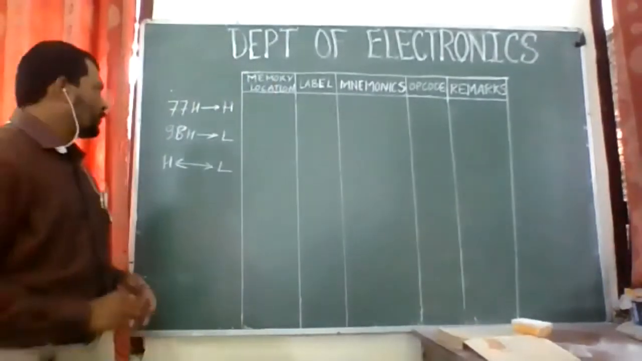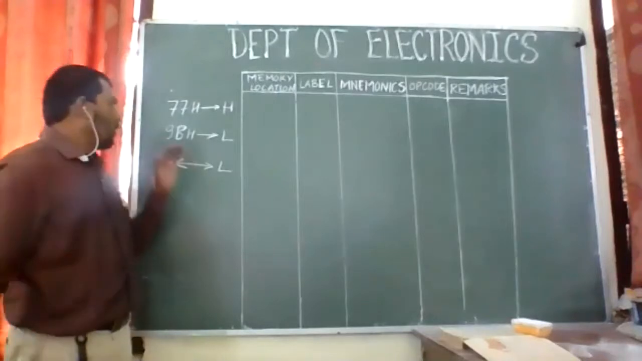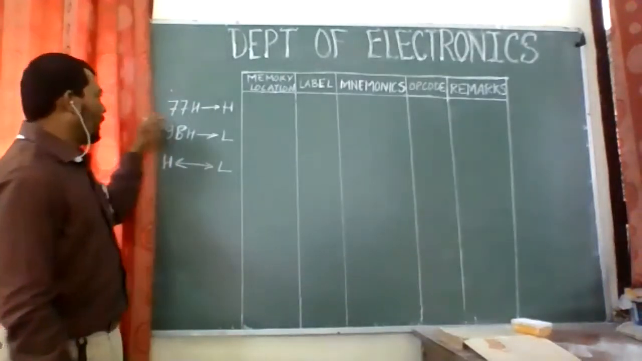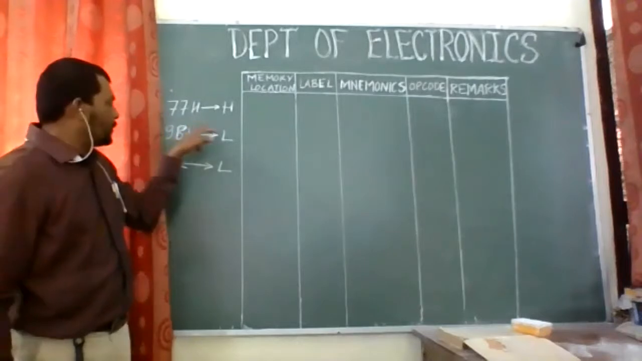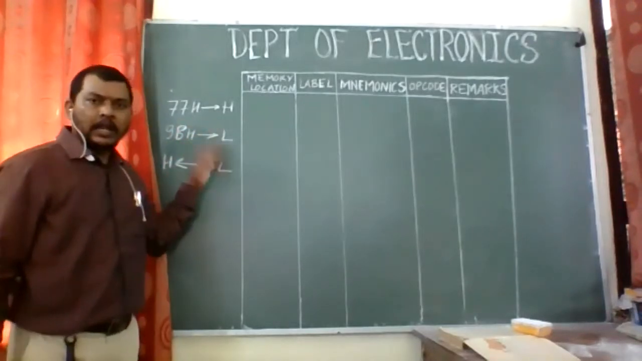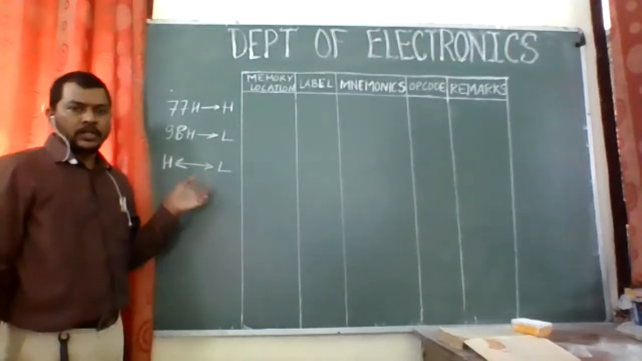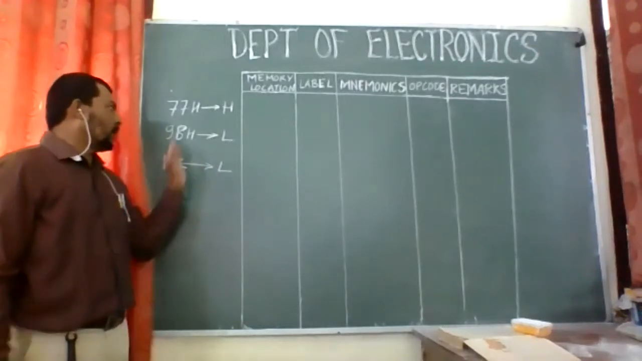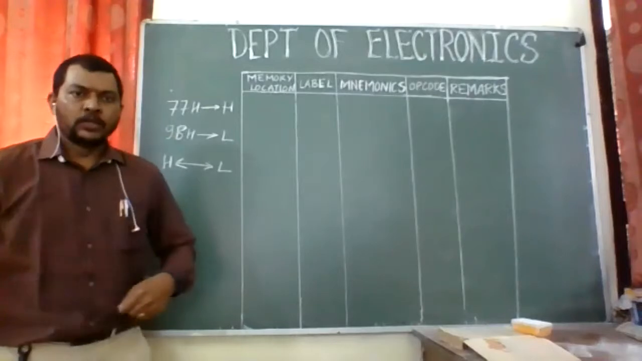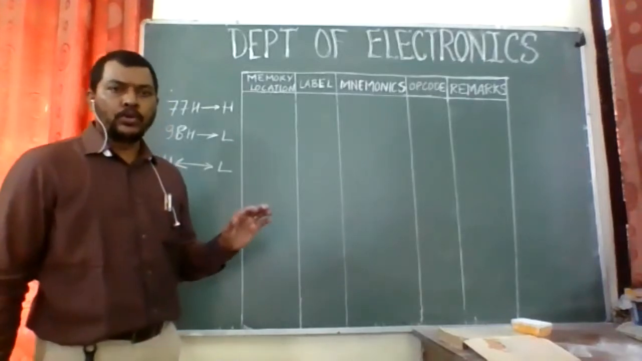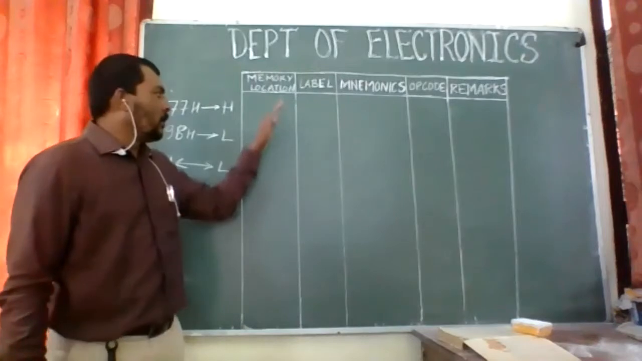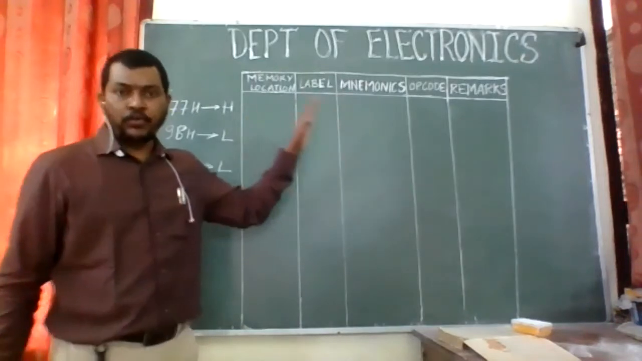Actually, what we were trying to do is write an ALP in which we write 77H in register H and 9BH in register L, and then we interchange this content. So H should contain 9B and L should contain 77H. While writing the program, we should have this sort of a pro forma.